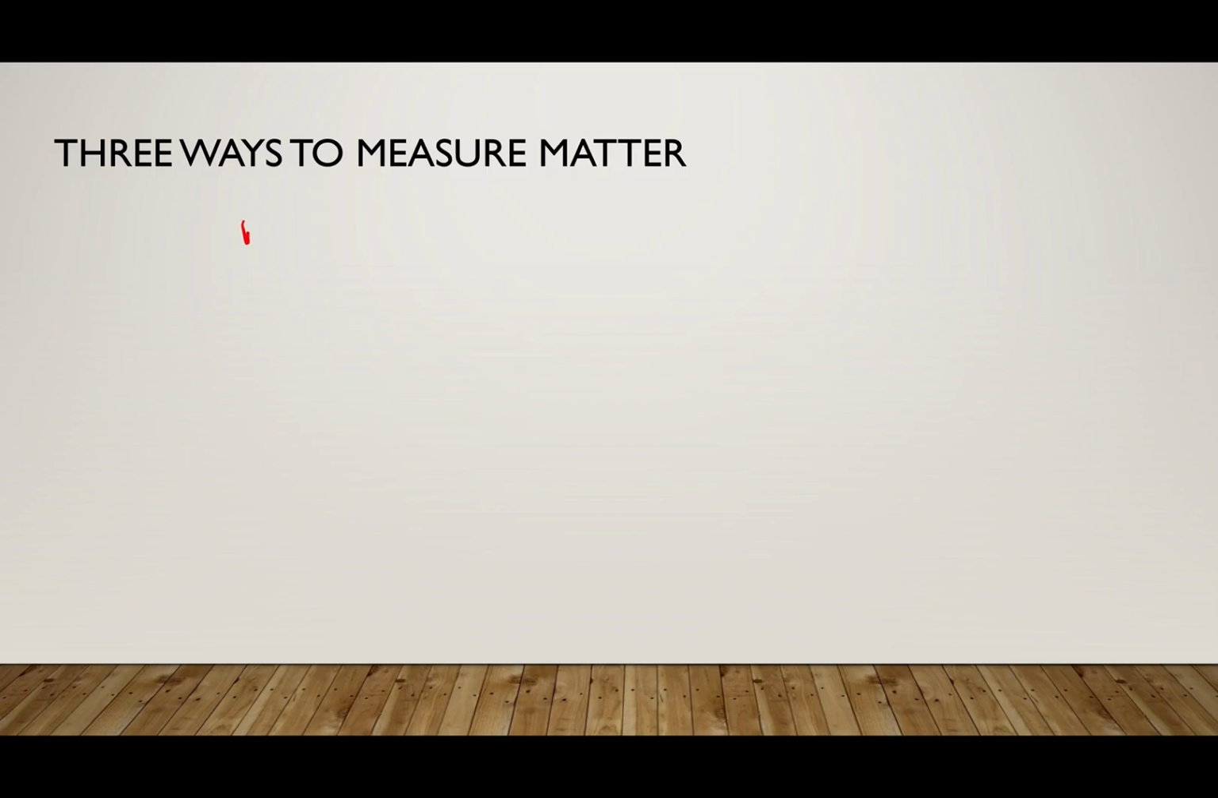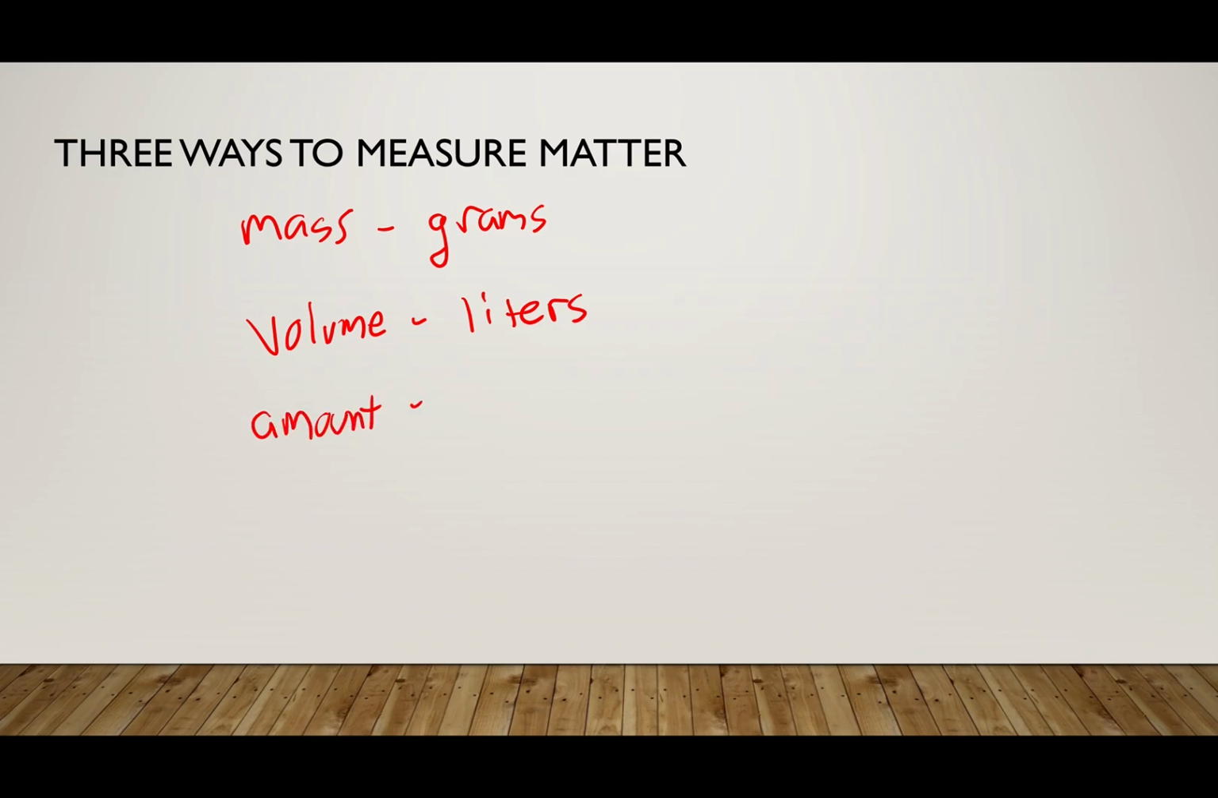One way is by the mass of the substance. If we're ever measuring the mass of the substance, we would typically measure it using grams. Another way to measure the quantity of matter is through its volume. And for volume, we would use liters. And the third thing that we're going to use to measure the quantity of matter is typically referring to the amount of it or how many pieces there are, and for that we're going to use the mole.